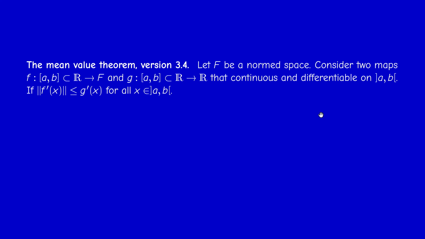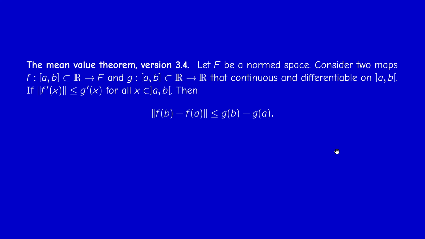If the norm of the derivative of f is less than or equal to the derivative of g, because now this is a real number, this implies that g prime is non-negative. So in particular, g is increasing, or non-decreasing. So if the norm of the derivative of f is bounded by the derivative of g, then the norm of f(b) minus f(a) is less than or equal to g(b) minus g(a). This is a more general version, which we'll call version 3.4.